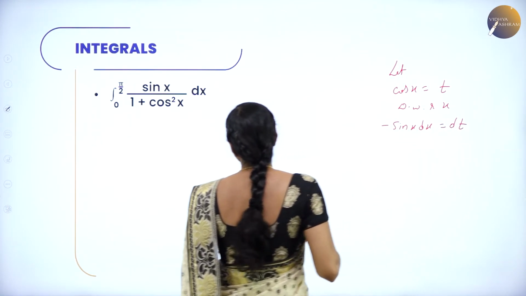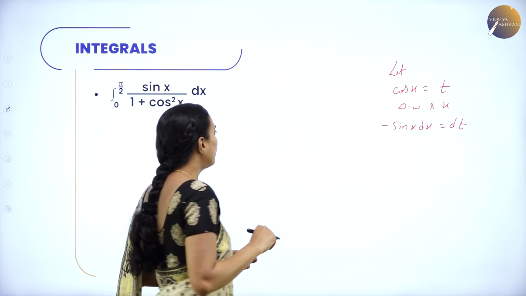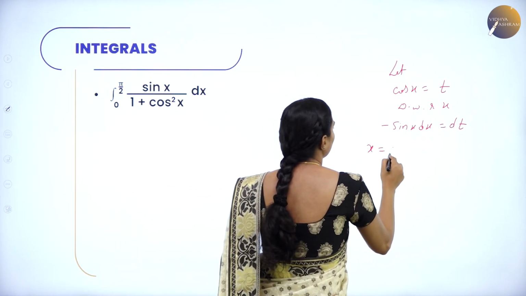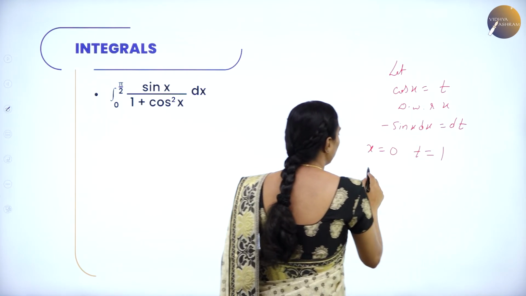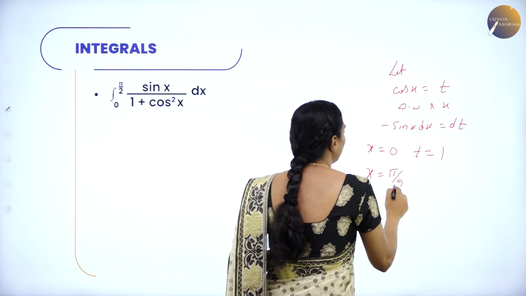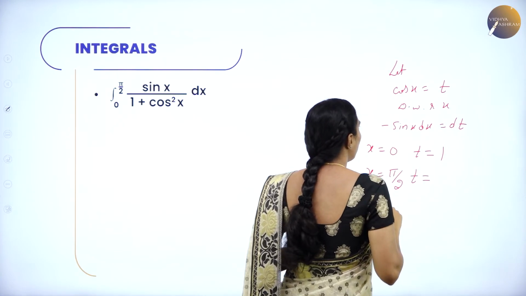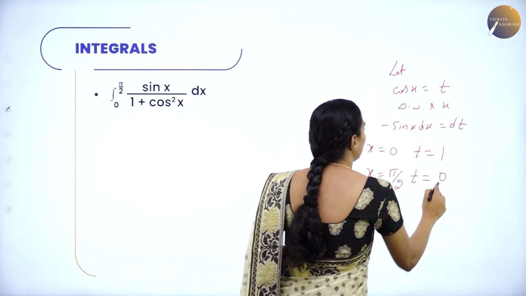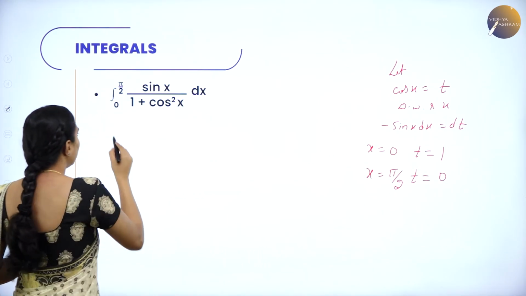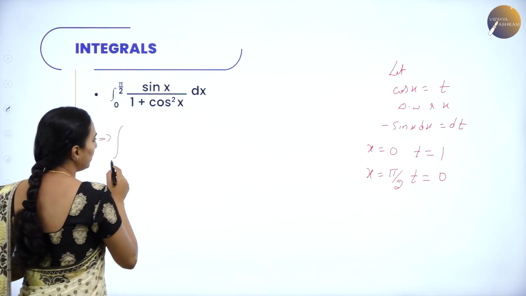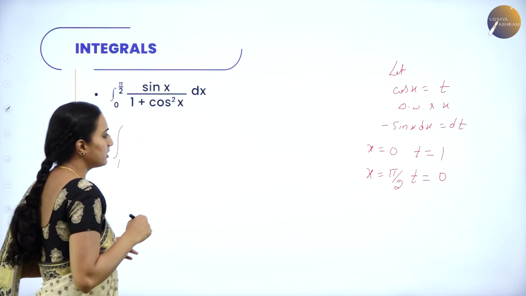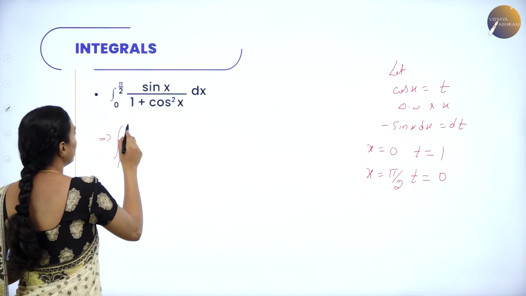So changing the limit of the function there, if you put x is equal to 0, t is equal to cos 0. So t is equal to cos 0 value is 1. If you take x is equal to pi by 2, t will be equal to cos pi by 2, which is nothing but 0. Right? Cos 90 degree. Now you can substitute here integral when x is equal to 0, t is equal to 1. When x is equal to pi by 2, t is equal to 0.